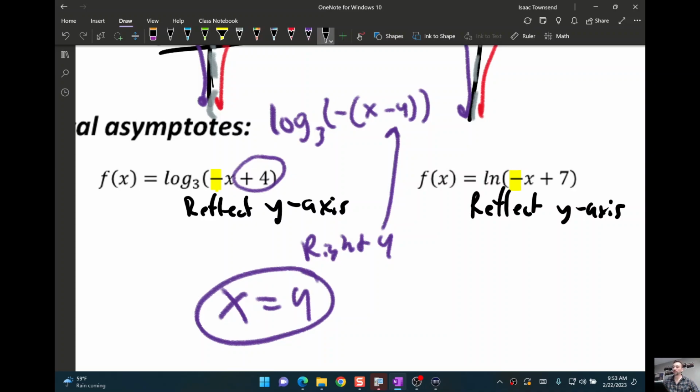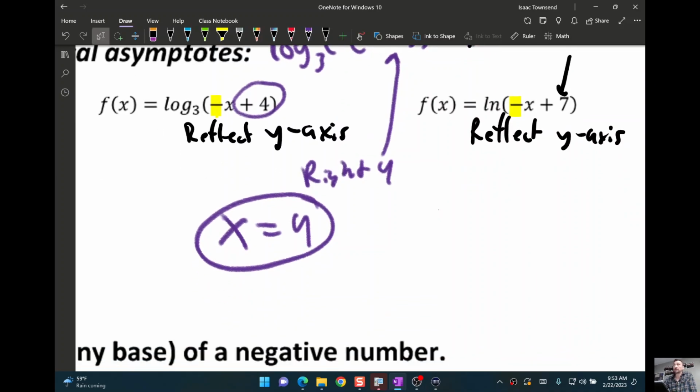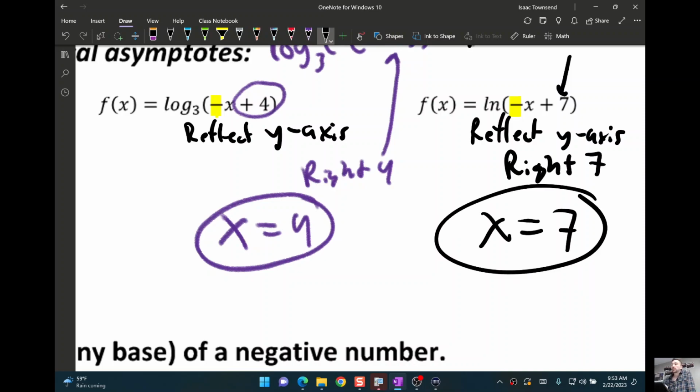This guy's flipped over the y-axis, and normally this would be left 7, but because I reflected it over the y-axis, the rules are switched, and he is actually going right 7. And I don't know that you've ever seen that before, but feel free to graph it in your calculator if you don't believe me, but those rules do switch when you flip over the y-axis. Just doesn't come up very much.